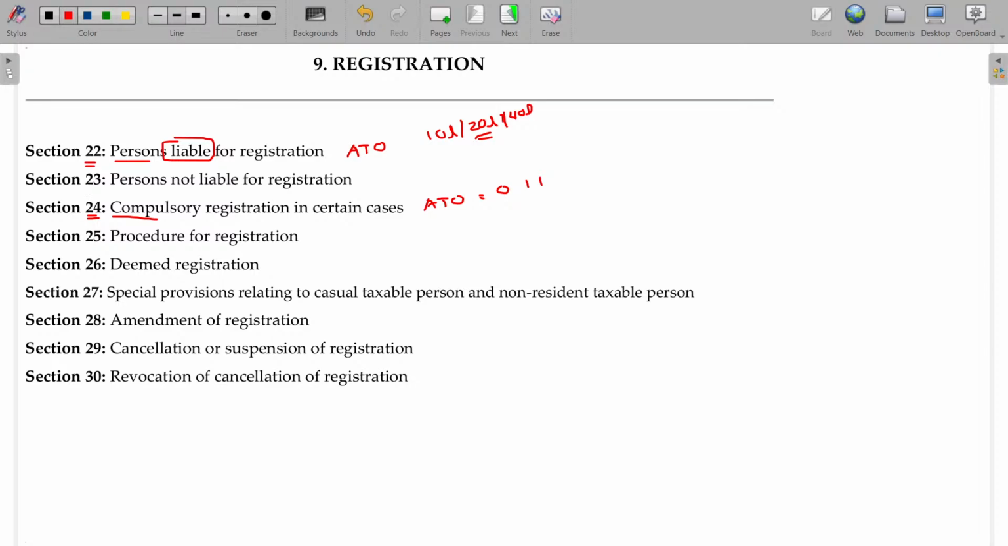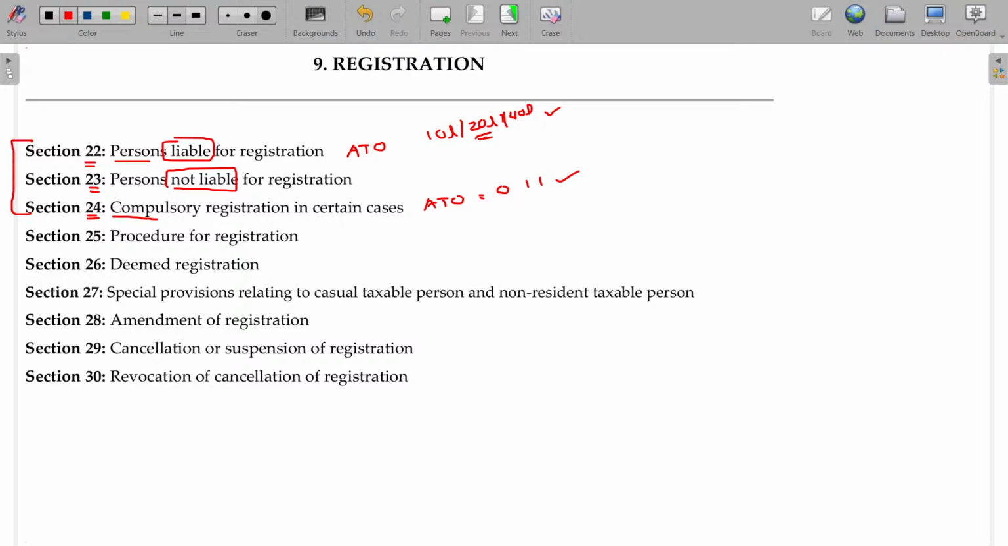And section 23: registration is liable only if the aggregate turnover crosses a certain limit. But suppose I don't have to register under this section, but I want to register myself, sir. Can I register? Of course, you can do registration also. This is called persons not liable for registration. If you wish, you can register voluntarily. Voluntary registration is allowed. So section 23 covers persons not required to register.